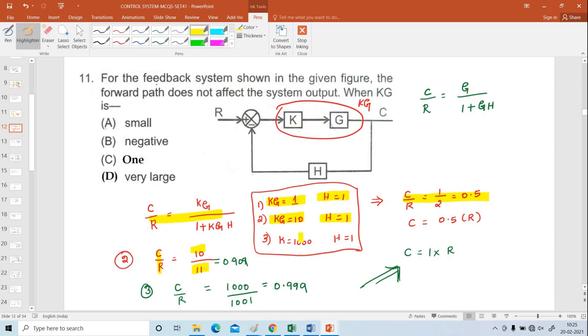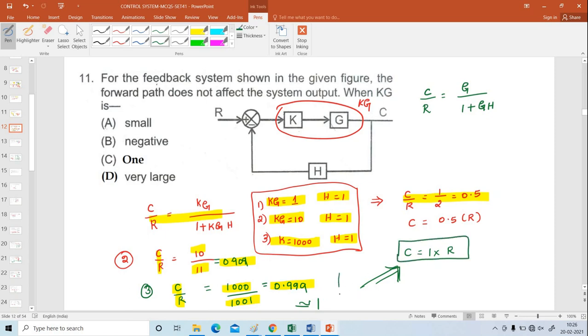K equal to 1000 and H equal to 1. We have to use this condition. So C by R is 1000 by 1001. For the second case, I will get the answer 0.909. Third case, 0.999, that is almost equal to 1, approximately equal to 1. Now this is a very good answer.